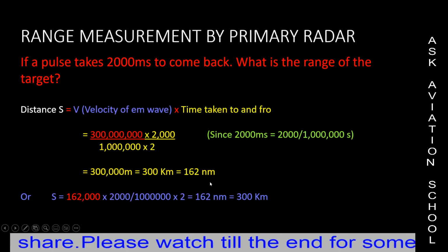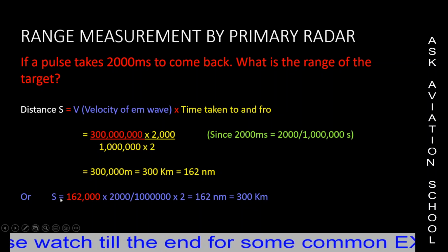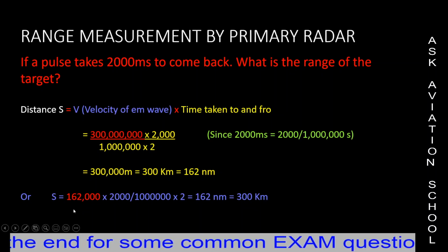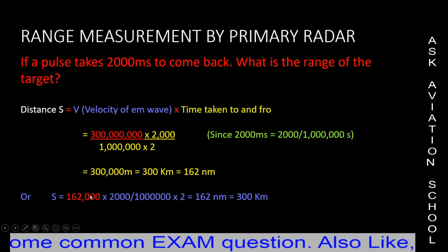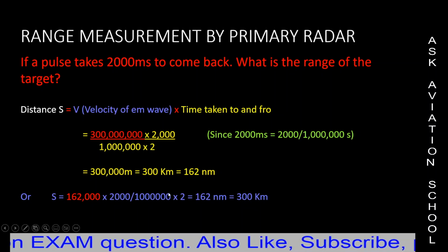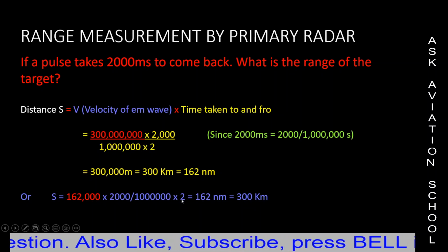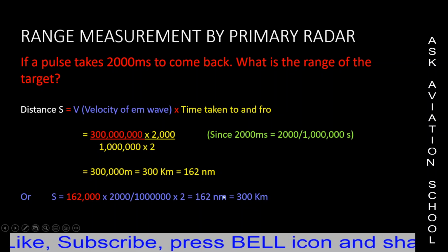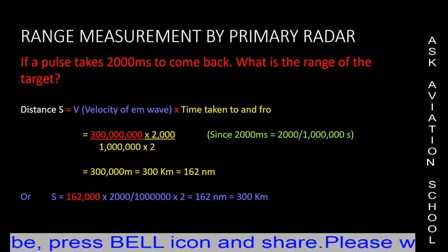Similarly, if the question asks to compute the distance in nautical miles, we can use the same formula, that is distance is equal to speed into time. The speed here is 162,000 nautical miles per second, the speed of light or the electromagnetic wave, multiplied by 2000 microseconds, which is converted to seconds by dividing by 1 million, and divided by 2, which gives 162 nautical miles, which when converted back to kilometers is 300 kilometers. So this is how the radar measures the distance of the aircraft by the echo principle.